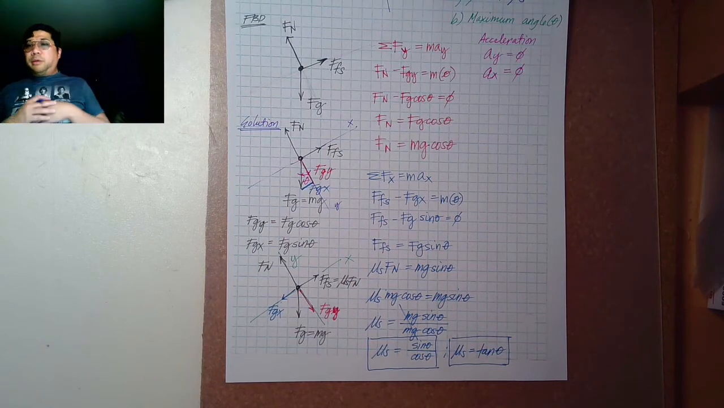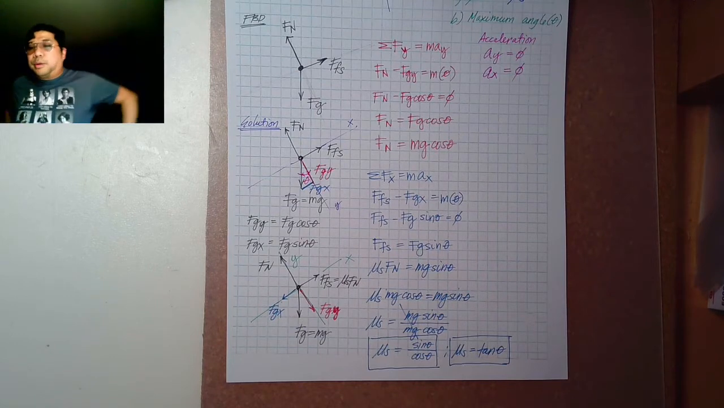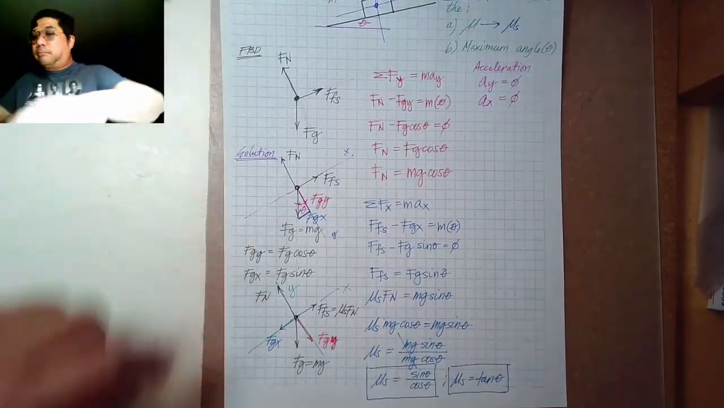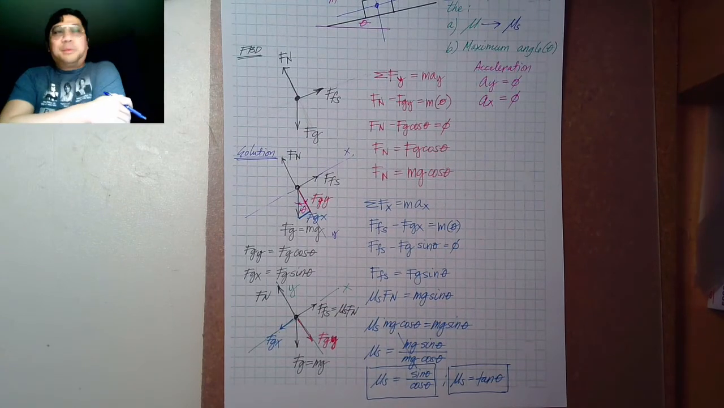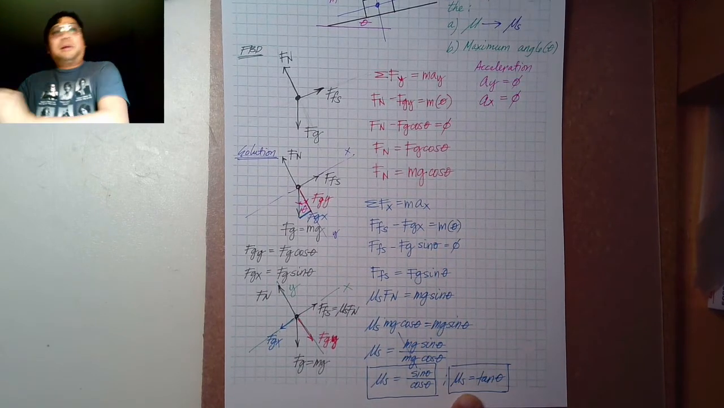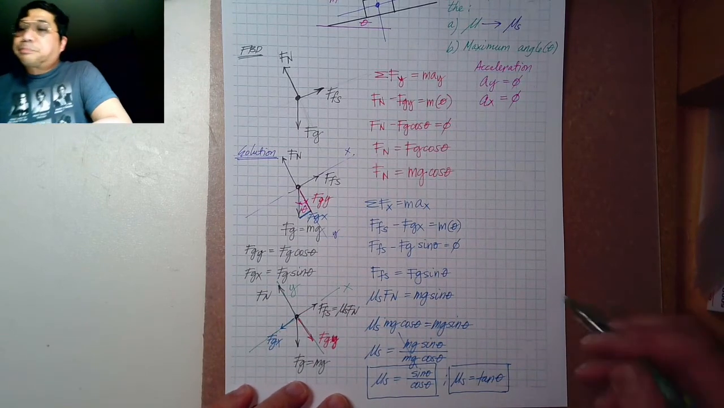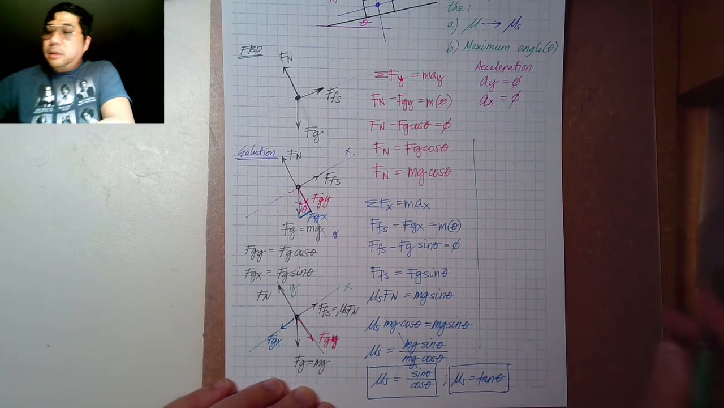So for letter B, what is the maximum angle that we can use? We can use our solution from letter A. Okay, so let me just draw a line right here. So this is for letter A, and then for letter B.